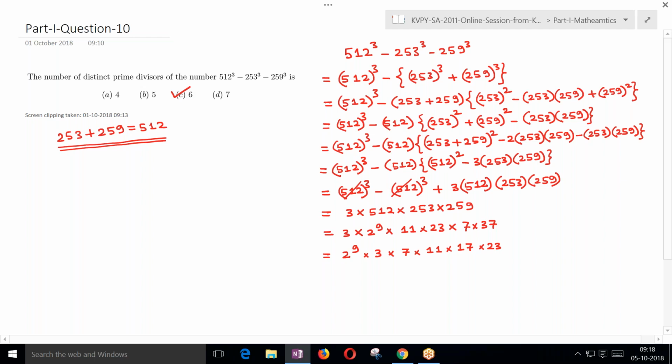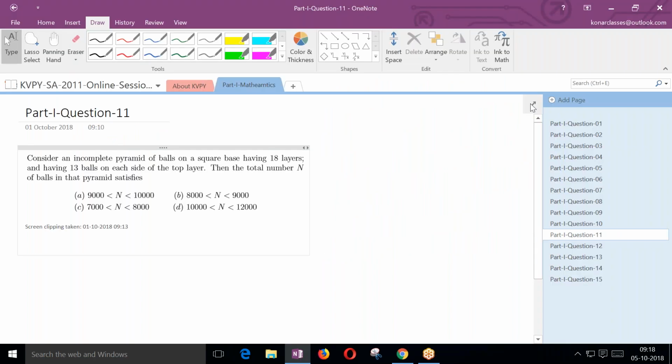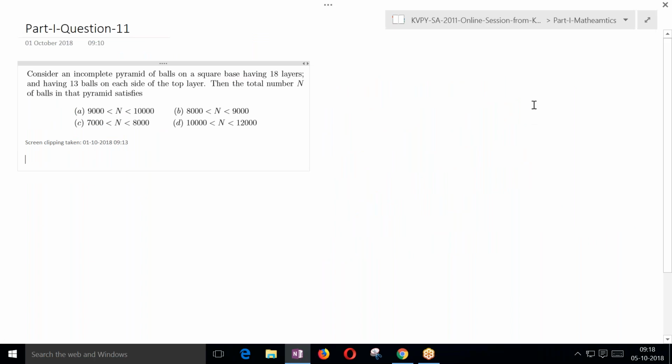Okay, so let's proceed to the next question, that is question 11. Consider an incomplete pyramid of balls on a square base having 18 layers. There is a total of 18 layers and having 13 balls on each side of the top layer. So in the top layer there are 13 balls. Then the total number of balls in the entire pyramid.